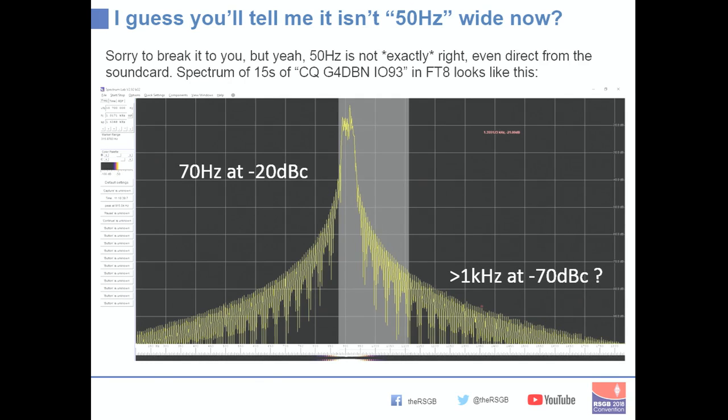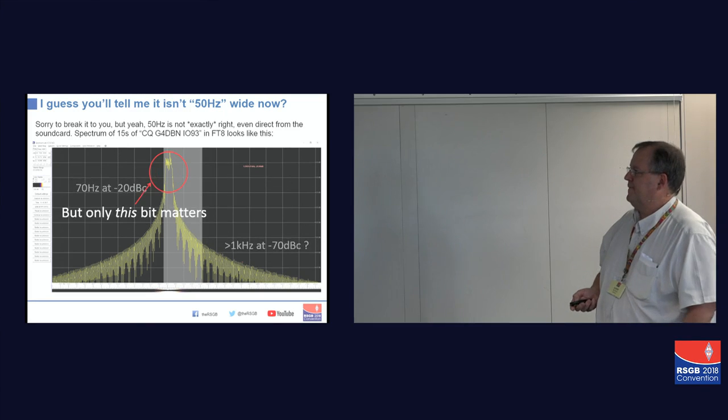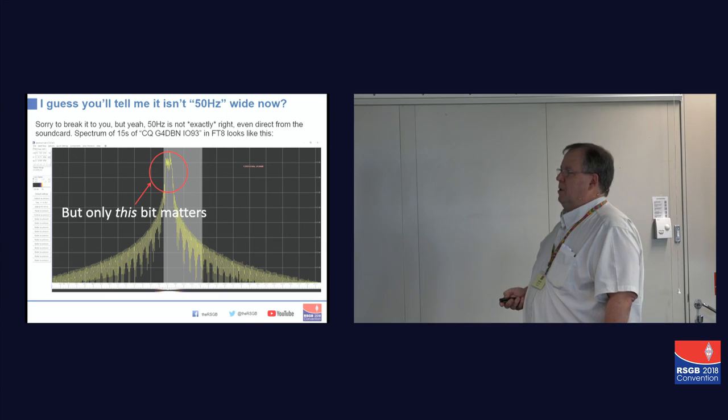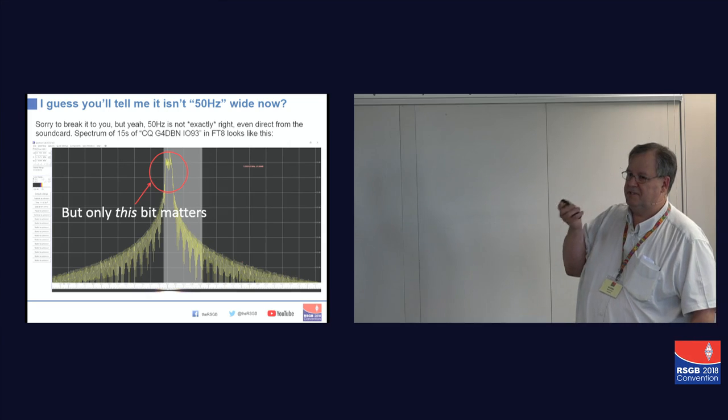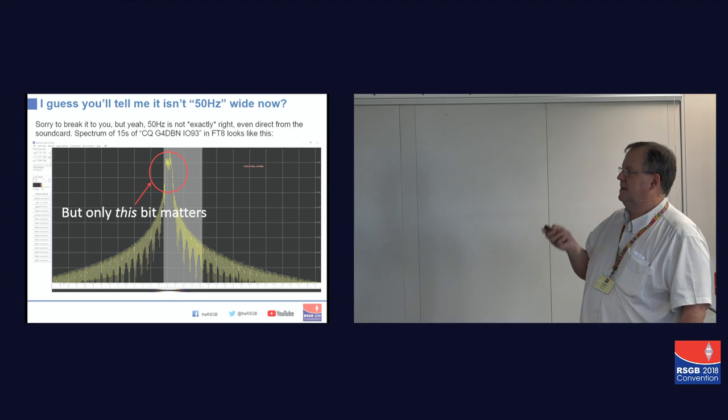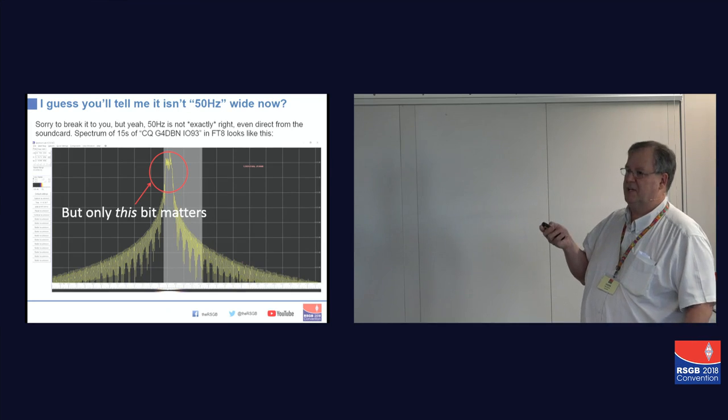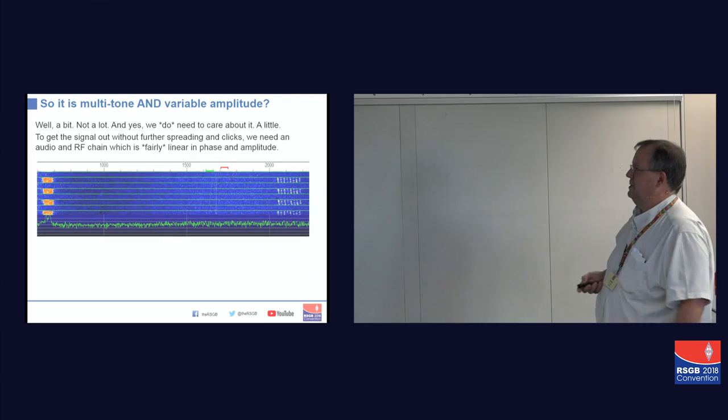So, you need to make sure that you're bearing in mind that FT8 is not 50 hertz wide. You've got to transmit the whole of it. Only that bit really matters, but if you chop off the rest of it, it starts to cause problems with inter-symbol interference and all sorts of stuff. So only the loud bit really matters in theory, but we shall see.